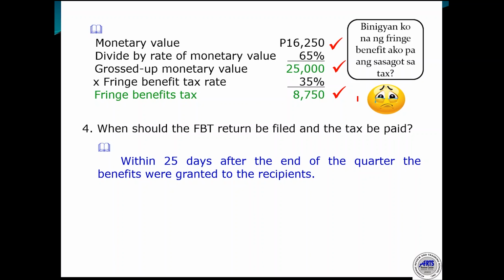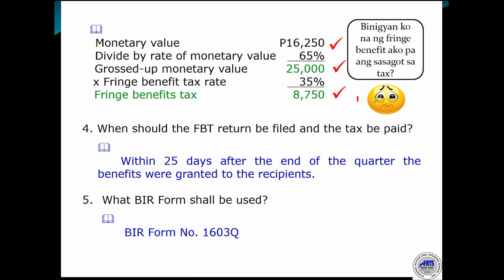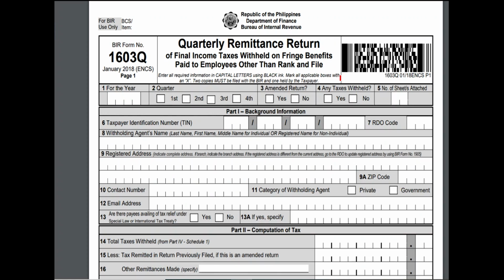Okay. Sa pag-remit o pagbayad ng tax, what form shall be used? BIR form number 1603Q. Why Q? Kasi quarterly return. Okay, pakitaan kita ng sample ng 1603Q. Ayan. Quarterly remittance return of final income taxes. Ang fringe benefit tax, gaya ng sinabi ko, is a final income tax or final withholding tax on fringe benefits paid to employees other than rank and file. So take note, other than rank and file.